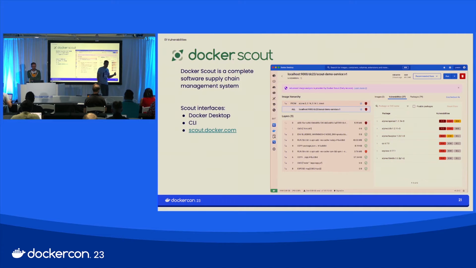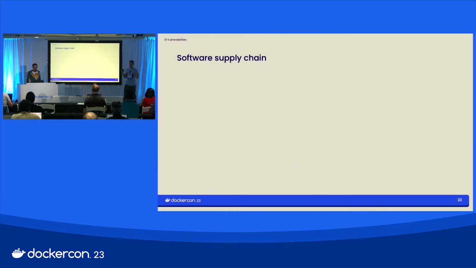And then I've mentioned Docker Scout a few times. Docker Scout is the tool that we're going to be using and talking about today. And while right now we are talking about CVEs and vulnerabilities, Docker Scout is not a CVE scanner. Docker Scout is a complete software supply chain management system. There are 3 interfaces for it that you can access within Docker Desktop: there's a CLI, and also scout.docker.com. So what do I mean when I say it is a complete software supply chain solution? Well, that's actually the topic of the next segment.